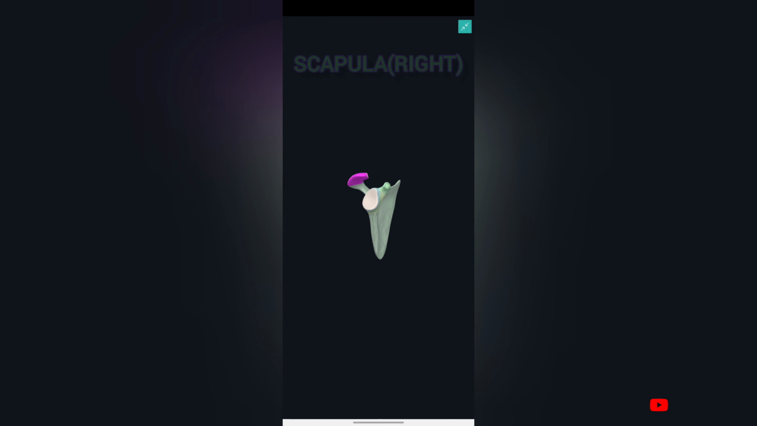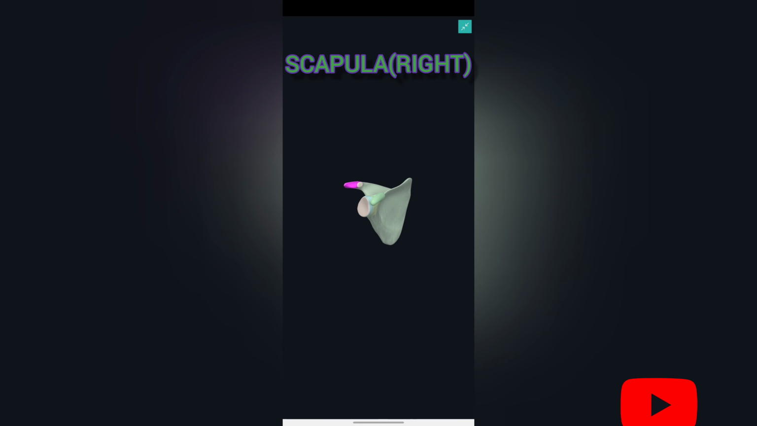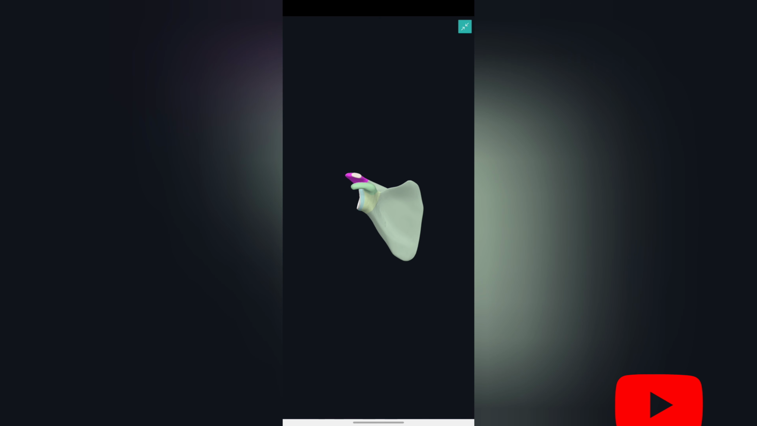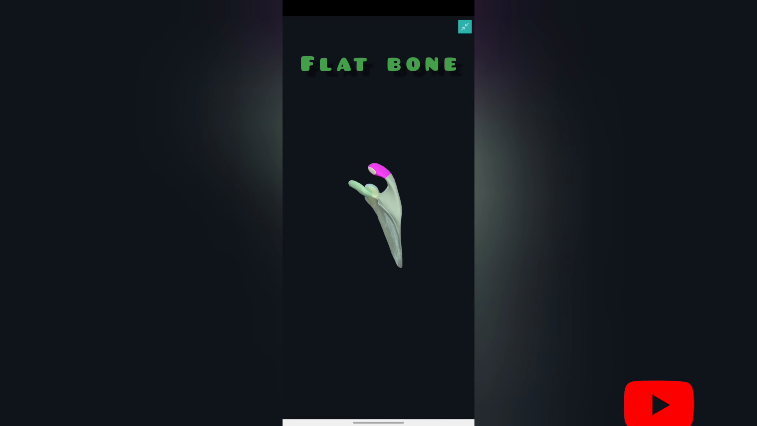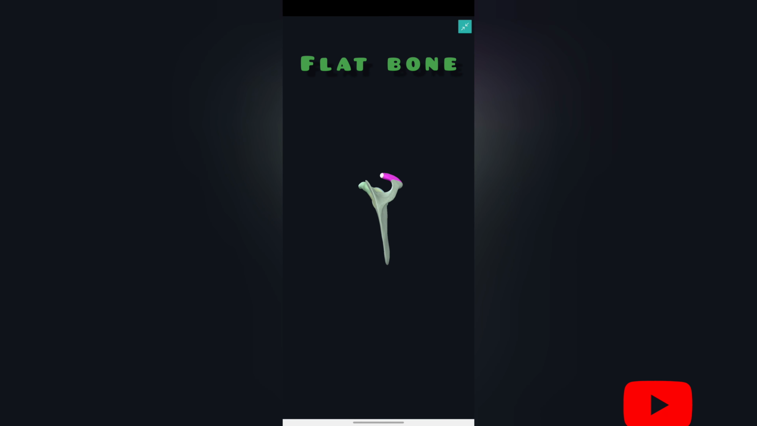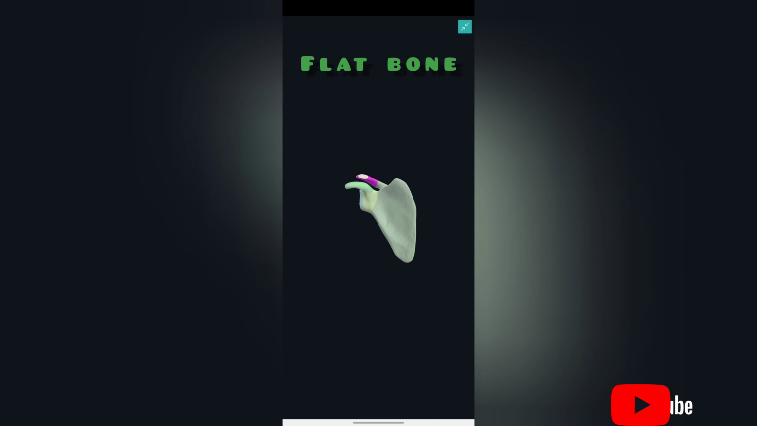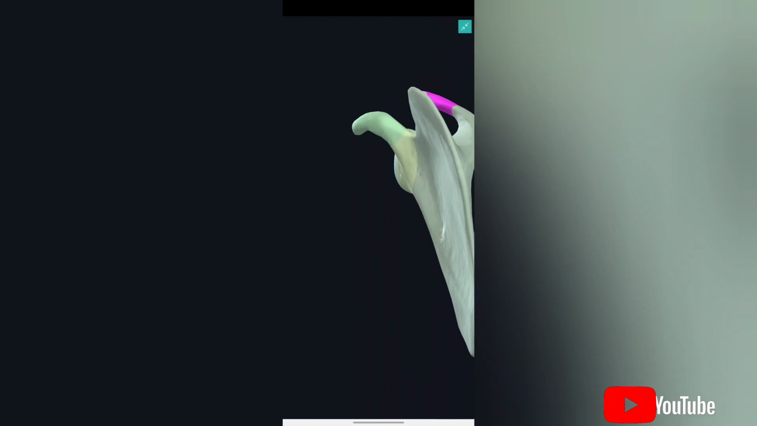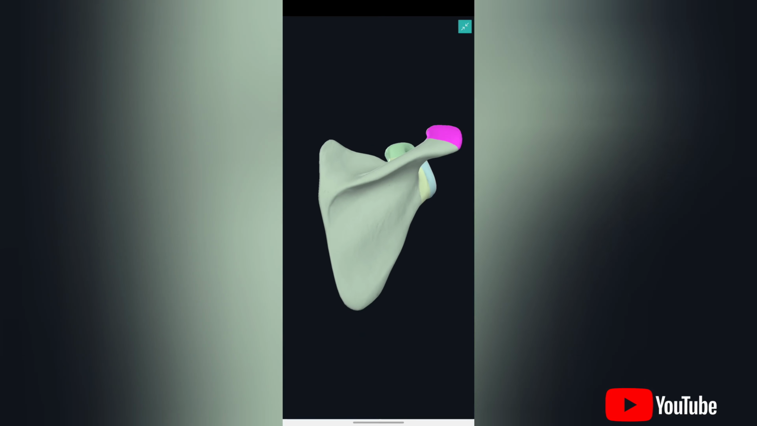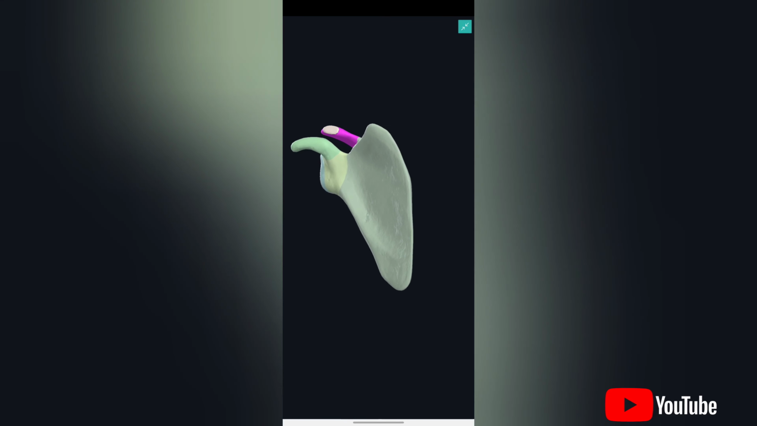This bone is called the scapula, which is located in the pectoral girdle. This bone is known as a flat bone. You can see that its surface is larger than its thickness, so it is called a flat bone.